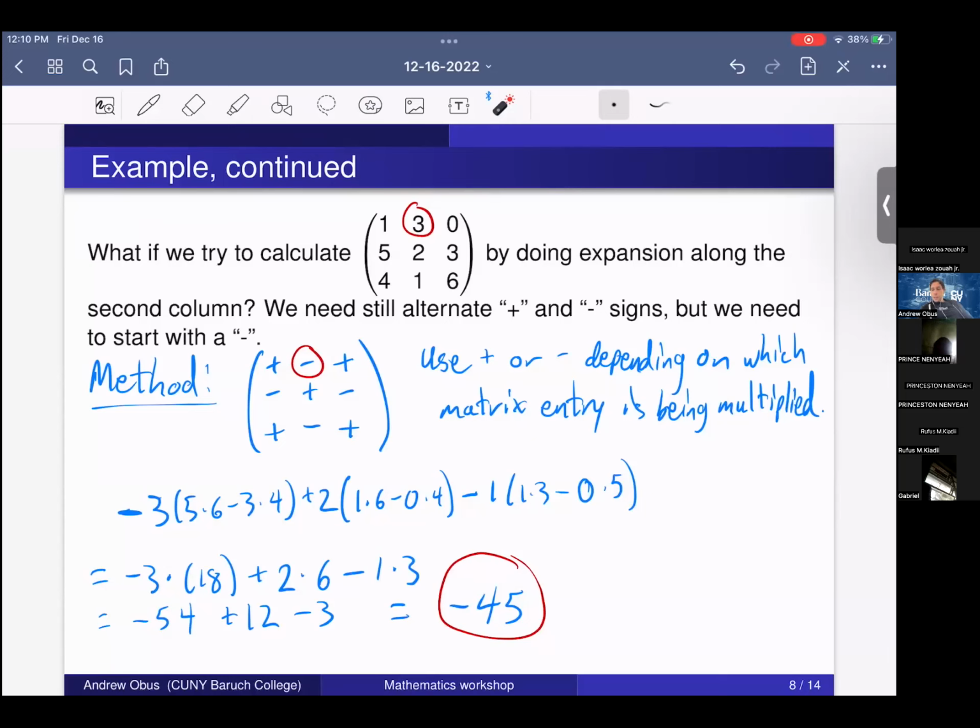Okay, any questions on this? Yeah, sure. Yes, Prince. Yeah, you use this plus minus plus. Which law are we using to arrive at this plus minus plus minus plus minus and plus minus plus? Which law are we using?